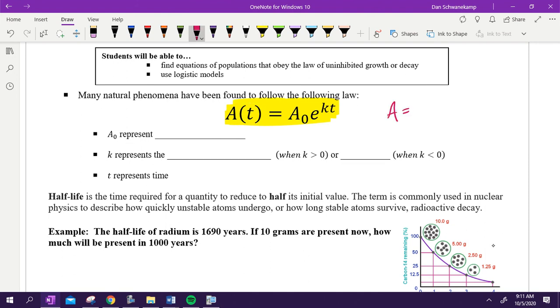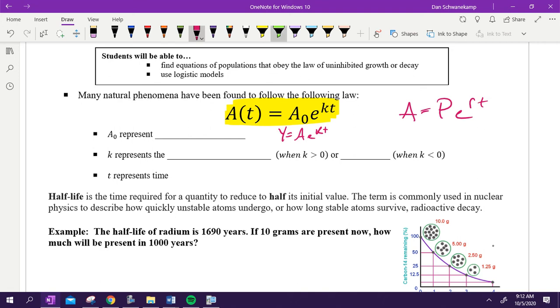Our formula that we are familiar with is A equals P-E-R-T, our PERT formula. They gave it to us like this. The other way they could write it is y equals A-E-K-T. That's the formula that I see a little bit more often. Same difference. They're exactly the same.